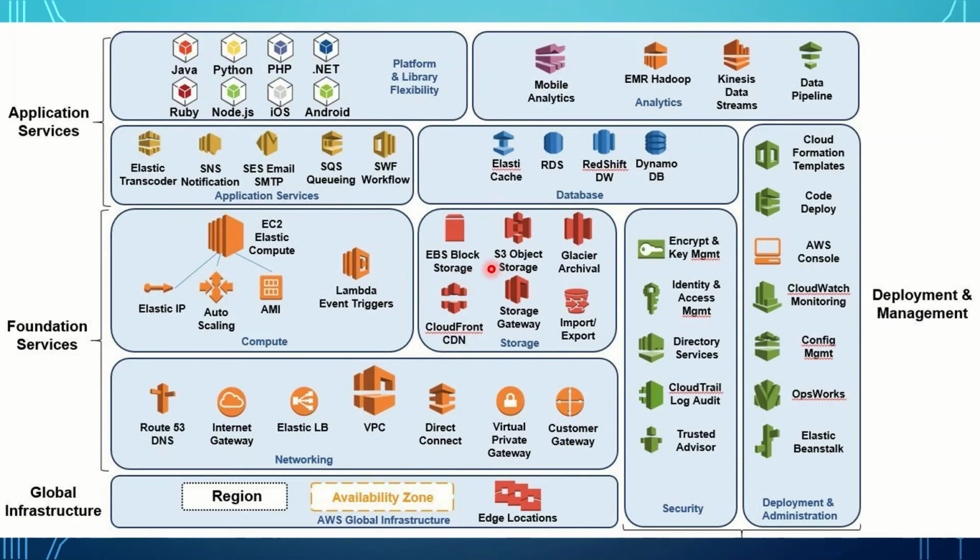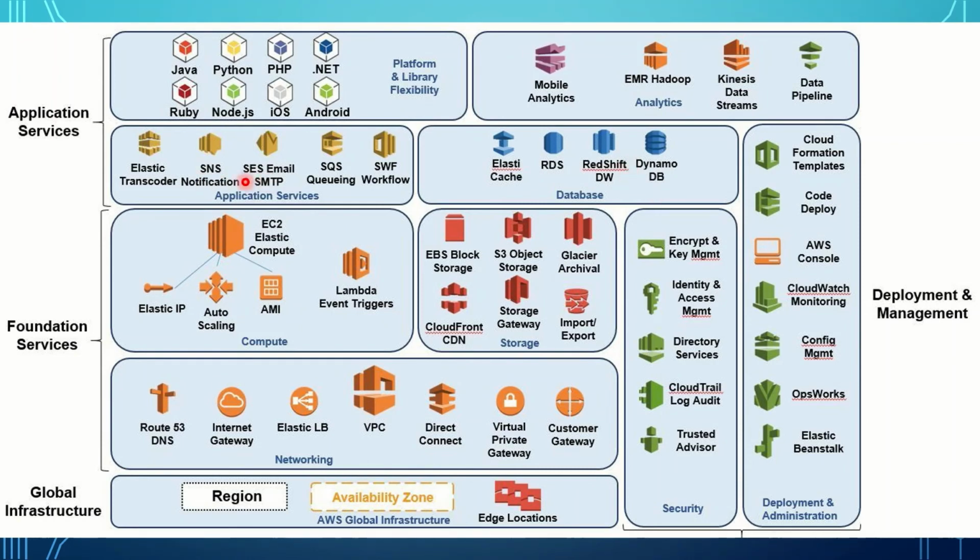On the storage front, AWS provides Elastic Block Storage, Simple Storage, Glacier, CloudFront, etc. For security, it has CloudTrail, directory services, encryption key management, etc. Similarly, for monitoring and deployment activities, it has CloudFormation templates, it has its own AWS console, CloudWatch monitoring, config manager, OpsWorks, etc. At the database end, it uses ElastiCache, RDS, that is similar to a relational database like Oracle or MySQL, Redshift, which is actually a data warehouse, and DynamoDB, which is a NoSQL database.